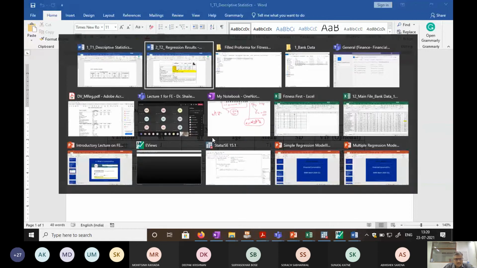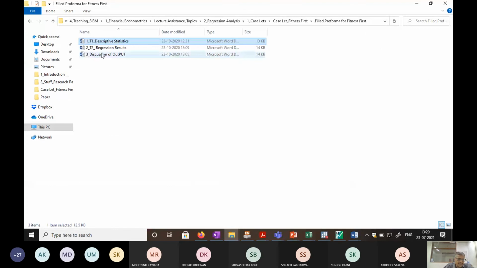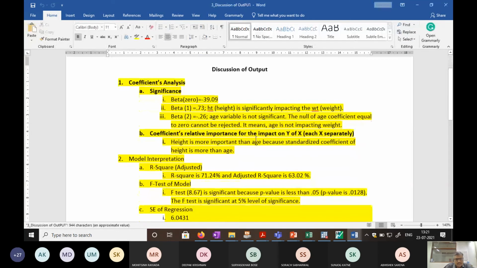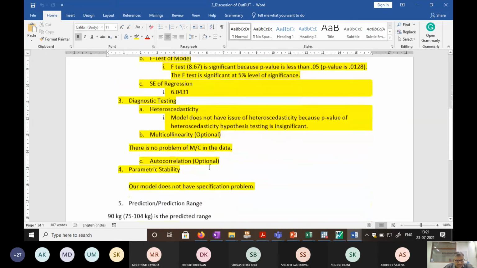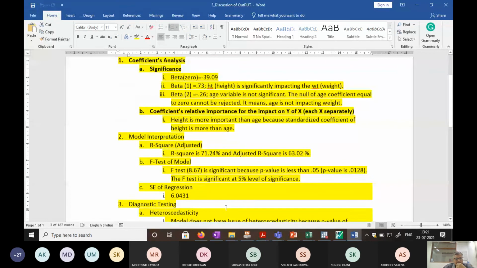So this is table 1, this is table 2, and the third is not practically a table; it is how to discuss the results of regression, a 5-pointer. Look at what this is: coefficient analysis. Right now, just listen to these terms; you will be able to do it on your own without any problem. Coefficient analysis, model interpretation, diagnostic testing, parameter stability, and then how to calculate range. When I was saying I'll be able to give you the range, this is the fifth point I'm talking about.